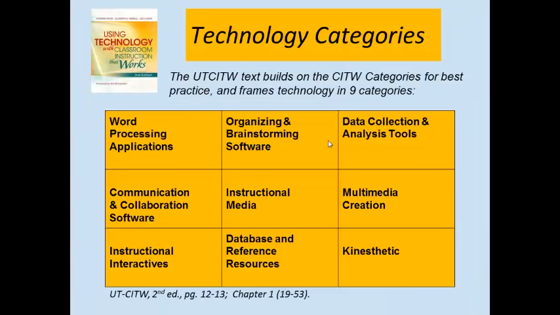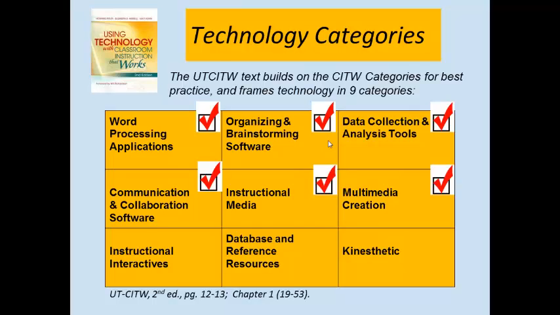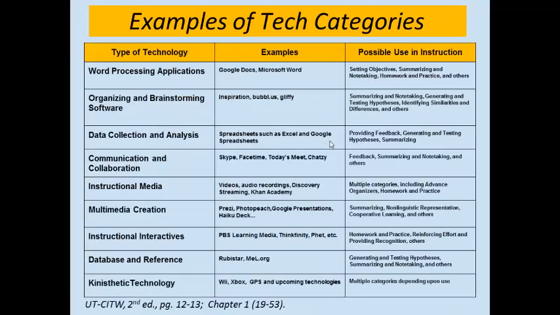The Using Technology with Classroom Instruction That Works builds upon the blue CITW book and introduces 9 technology categories which complement the 9 best practice categories. You'll learn about word processing applications, organizing and brainstorming, data collection and analysis, communication and collaboration, instructional media, multimedia creation, instructional interactives, database and reference resources, as well as kinesthetics. Examples of these tech categories will be provided throughout the modules.